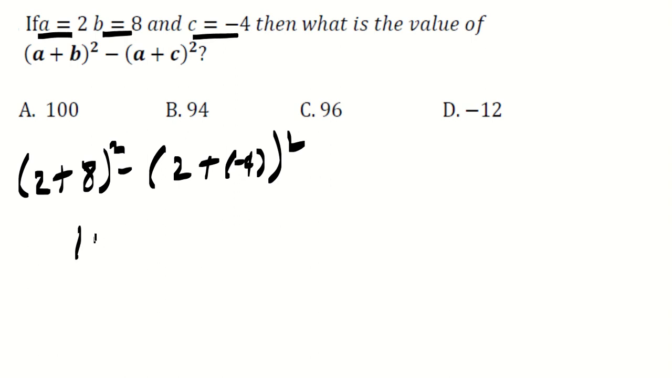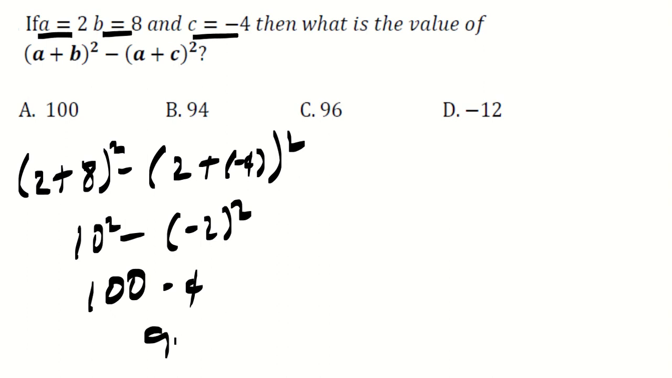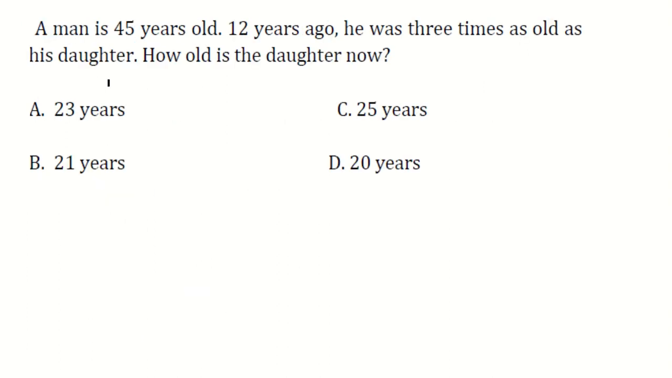square. This is 10 square minus. Here 2 plus negative 4 will be negative 2. Square it. 100 minus 4, which will be 96. So the answer will be C. Next question.